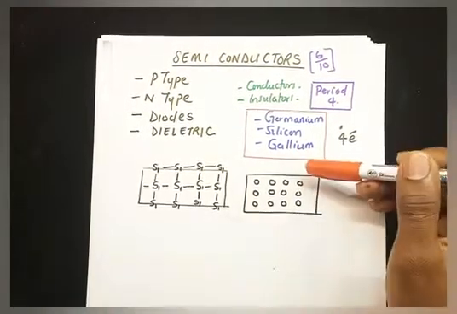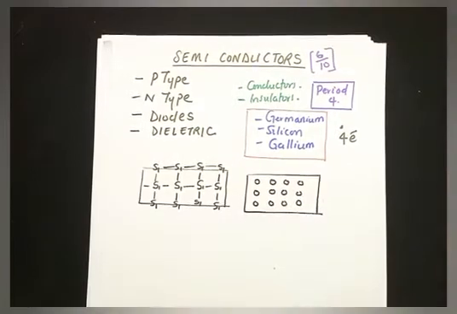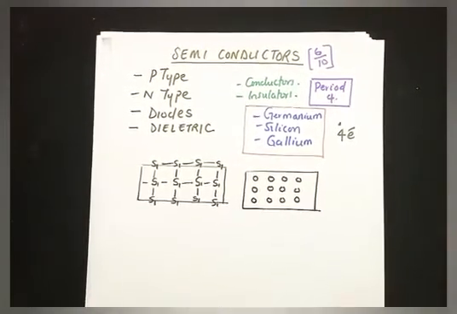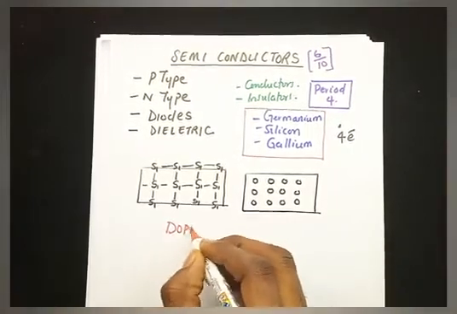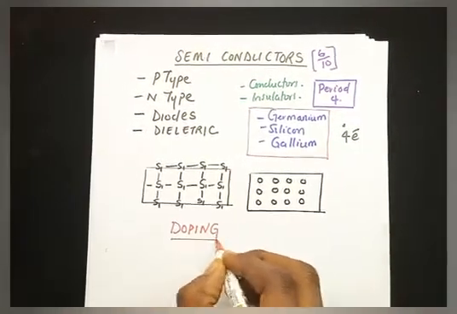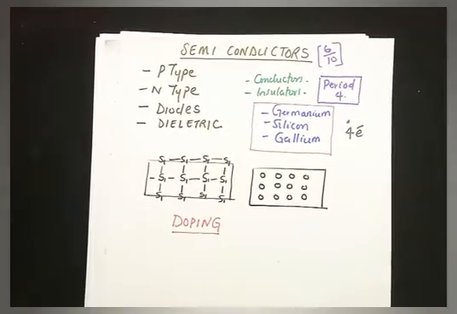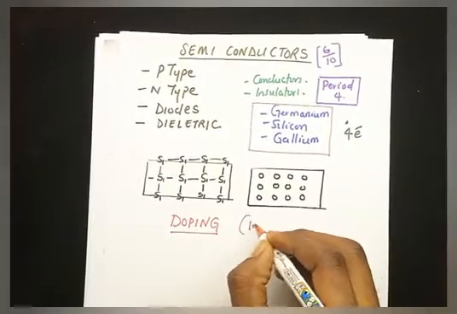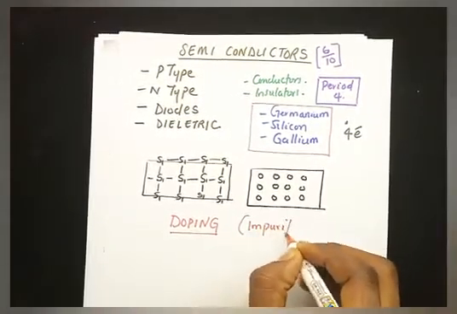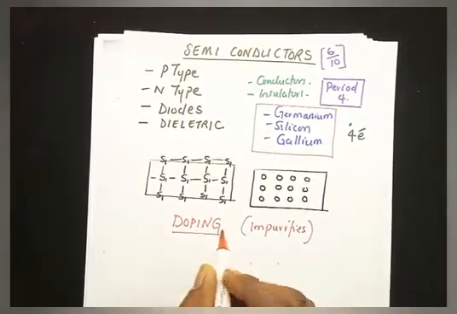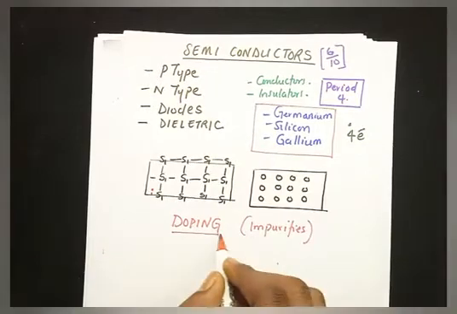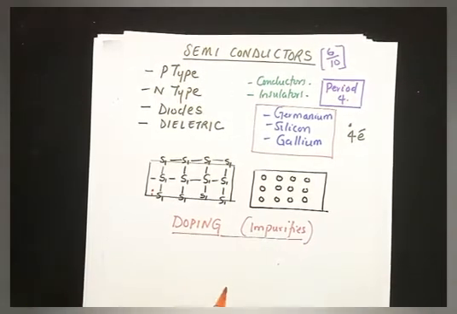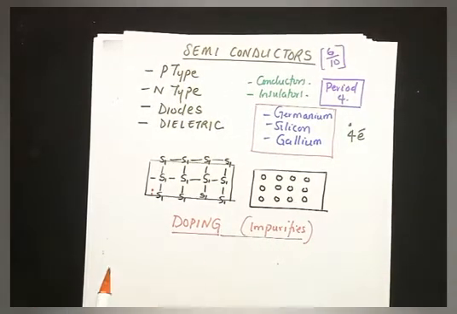How do we change the ability of a semiconductor to conduct electricity? We change it by a process called doping. Now, pay attention closely. What is doping? Doping is the addition of impurities. We add impurities to elements such as silicon to improve the conductive ability of these semiconductors.